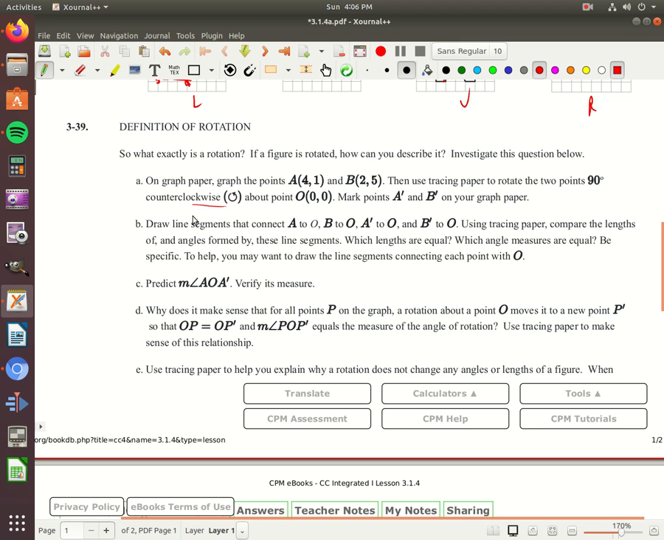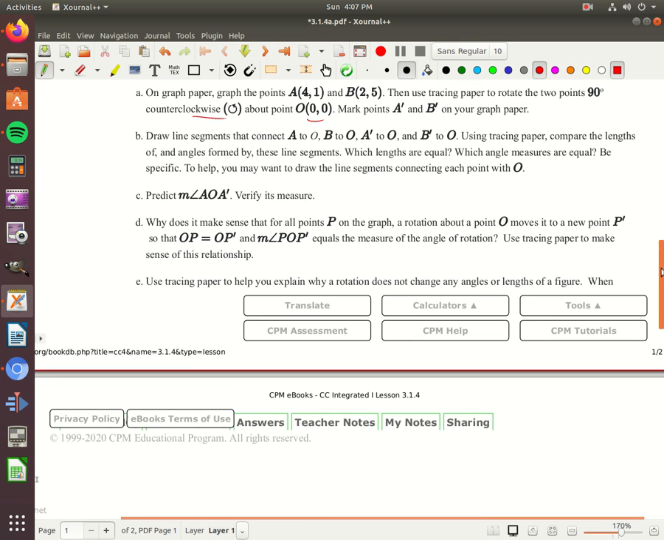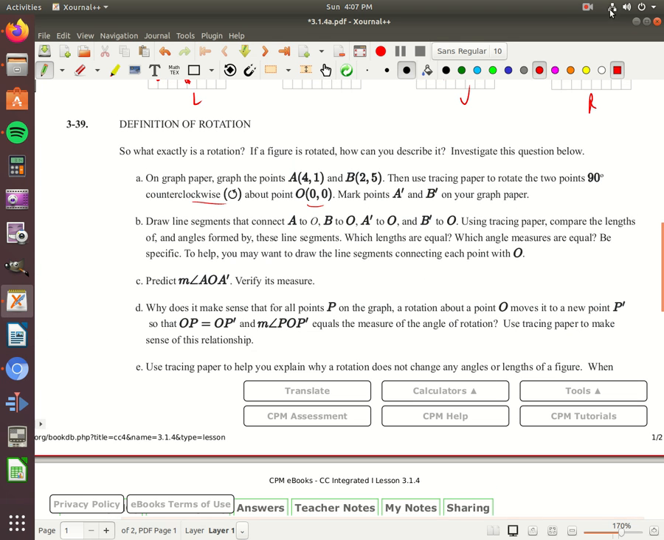Counterclockwise, that's important. I need to remember to go counterclockwise about the origin. It's important I have a point to rotate from, so they give me the origin. I'll make points A prime and B prime. I'll draw all the line segments back to the origin, and I'll compare the lengths and the angles formed. Then I'll predict the measure of this angle, A prime. And then I'll start looking at the lengths and see if I can figure out some things about the length measures. And that is what I will do for 339. So I will set that up right now.